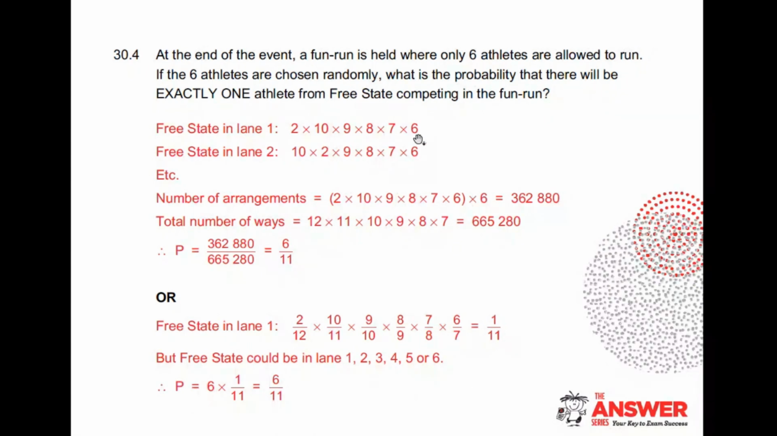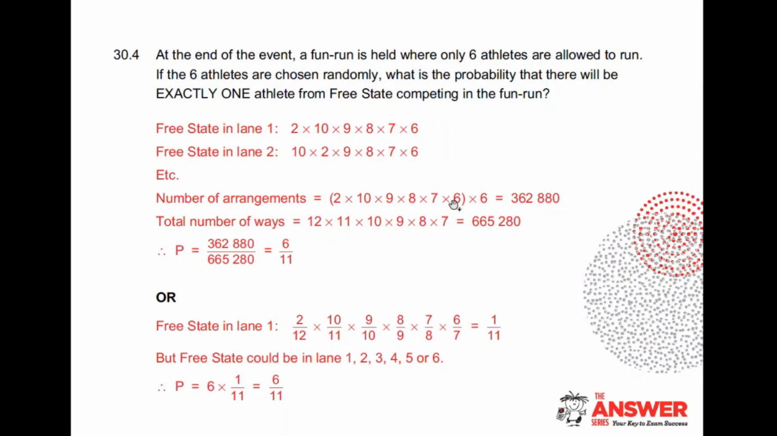Why am I stopping it there? Because in the fun run, only 6 athletes are allowed to run. But the Free State athlete could be in lane 2. So it could be 10 times 2 times 9 times 8 times 7 times 6. But the Free State could be in lane 3. So it could be 10 times 9 times 2 times 8 times 7 times 6. But Free State could be in lane 4 or lane 5 or lane 6. So the number of ways is 2 times 10 times 9 times 8 times 7 times 6 times 6, because it could be in lane 1, 2, 3, 4, 5, or 6.